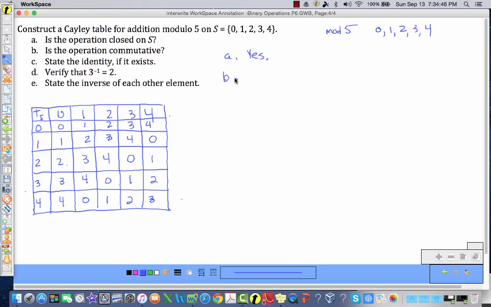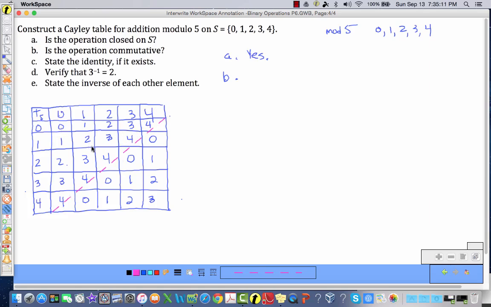B, is it commutative? Okay, well, let's take a look at our main diagonal on the Cayley table. So we'll go pink again here. That's going to be this one from top left to bottom right. I think last time I included the operators. I apologize for that. So we have symmetry.